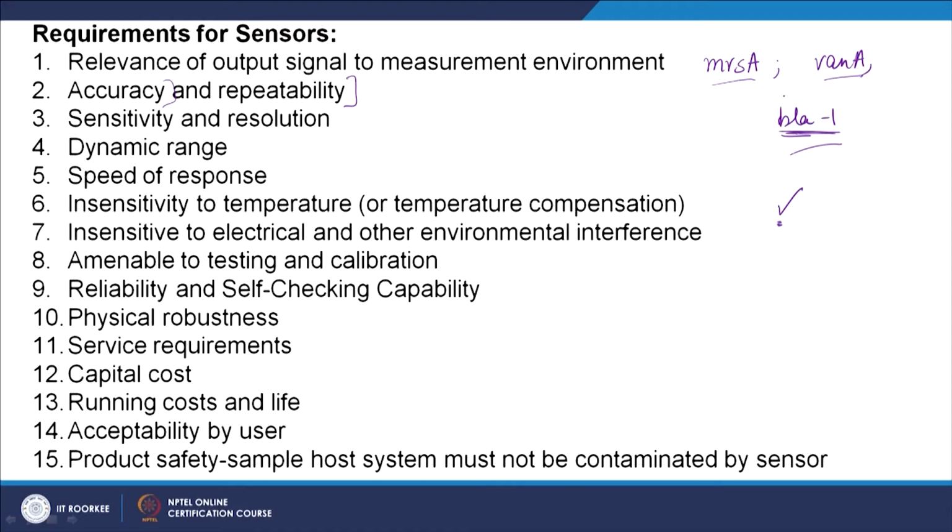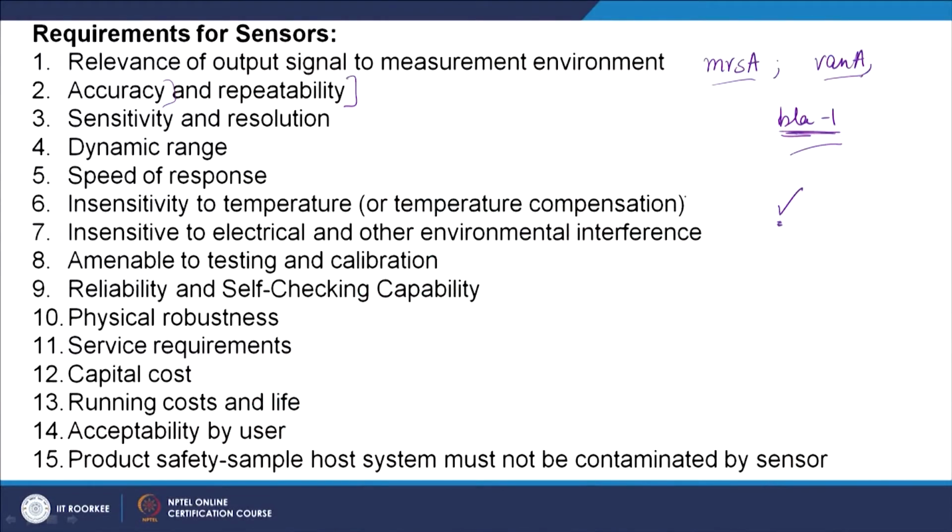So, we definitely want our biosensor to have very high sensitivity, which means very low detection and quantification levels, and very high resolution. Next is dynamic range, then we have speed of response. We have talked about this in previous lecture too, that we want our biosensors to give us data as rapid as possible, especially when we are suffering from public health epidemics and we have serious environmental challenges to take care of. Next is insensitivity to temperature or temperature compensation.